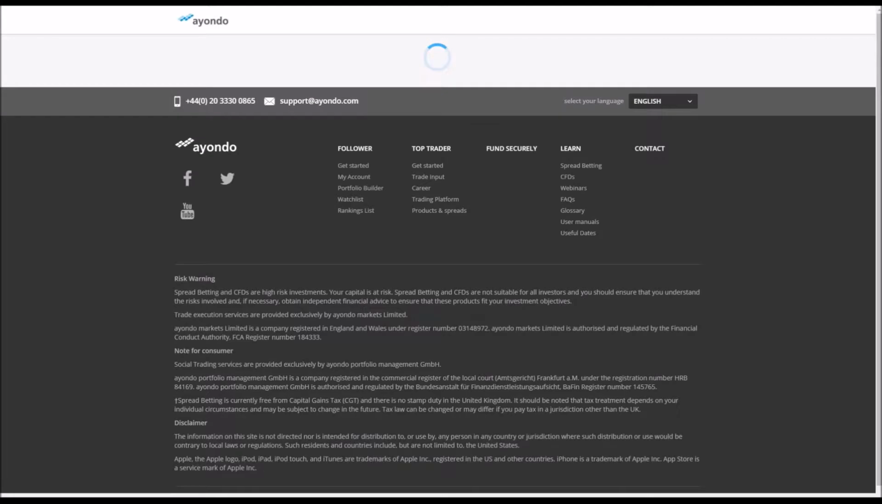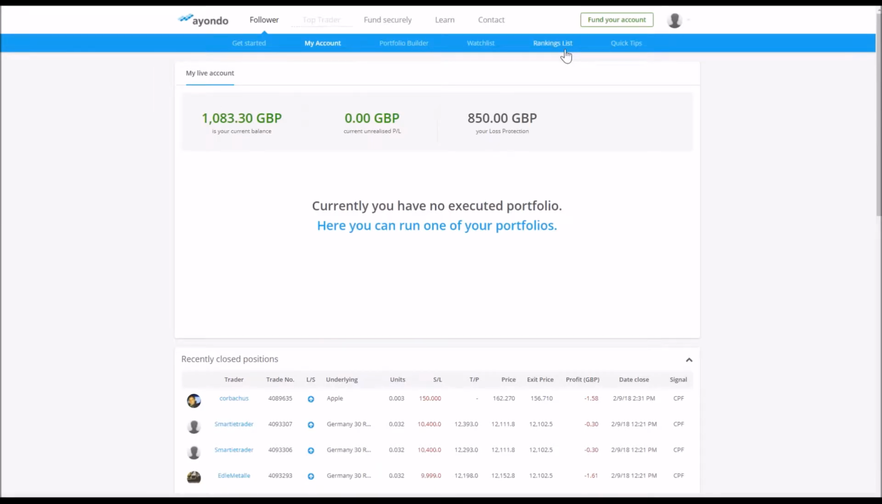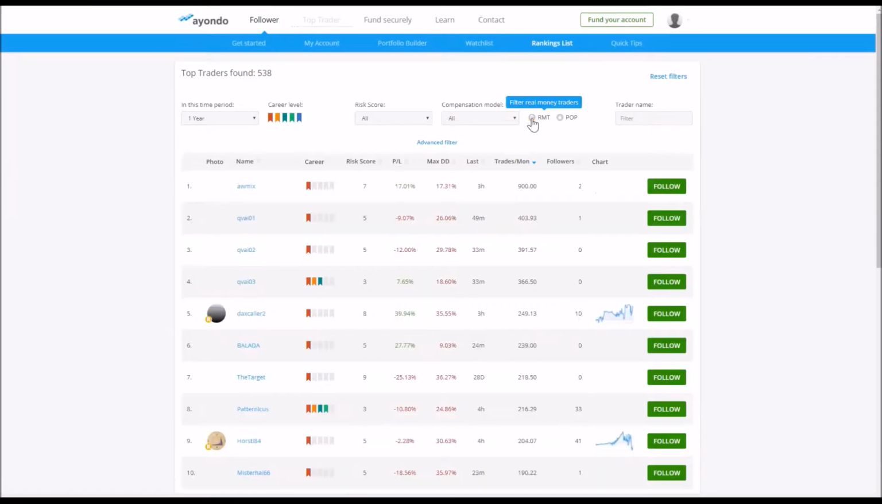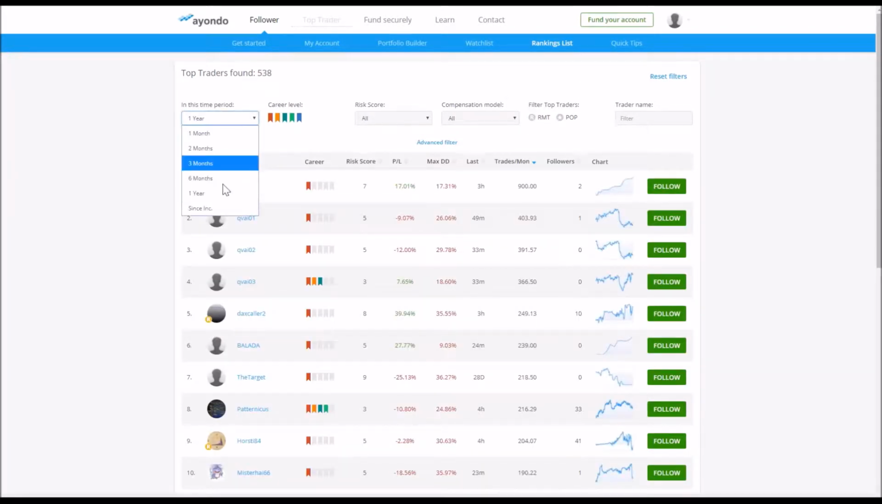Let's take a look at, what do we want to see? We want to see the rankings list. Let's go to the rankings list first of all. Okay, so here we are. Let me just switch off a couple of these filters. At the moment, I have potentially 538 traders to follow. You can see it here, top traders, 538. I only want to follow 5, but that's my pool of traders to start with.